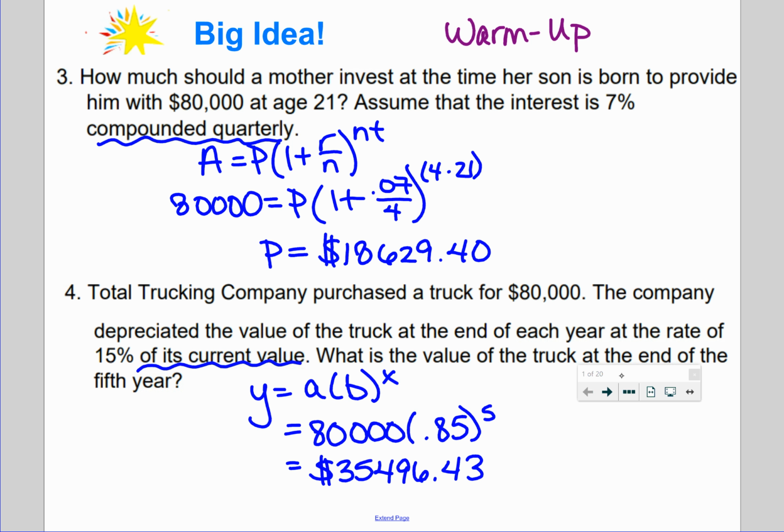I think it's like 4.29. And then P is multiplied by that parenthesis. So once you evaluate this, you just divide it to the other side. And that's where we're getting that 18,000 from. You shouldn't have to round in your calculator until the very end, so you should have it down to the exact penny there.